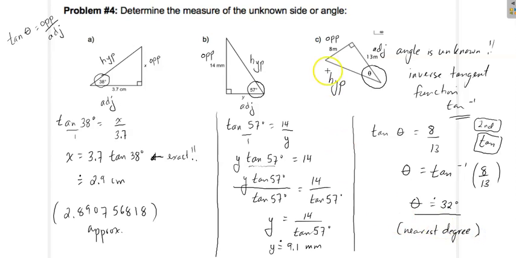Usually we do sides to one decimal place and angles to the nearest degree. That's normally what we do.